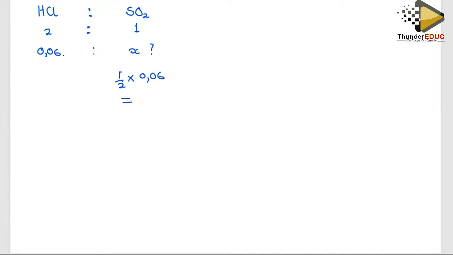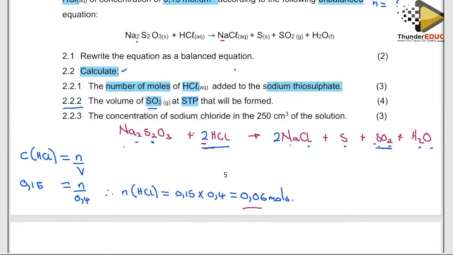So if I do the math there, I'm supposed to get a value of 0.03 moles, right? So these are the moles of sulfur dioxide. SO2 is equivalent to this number of moles. Then after the mole ratio, I can calculate the volume of this sulfur dioxide. Remember, we asked in terms of the volume of sulfur dioxide.